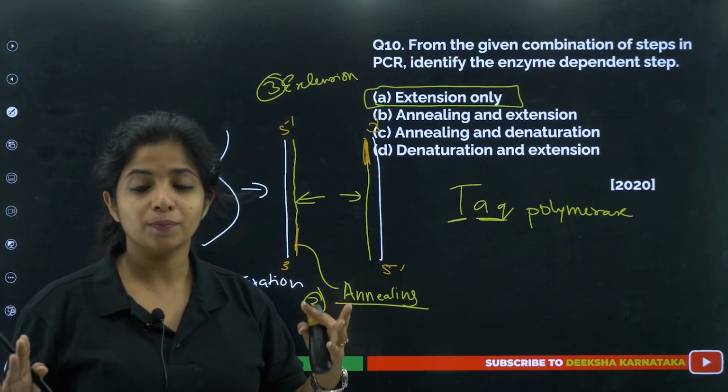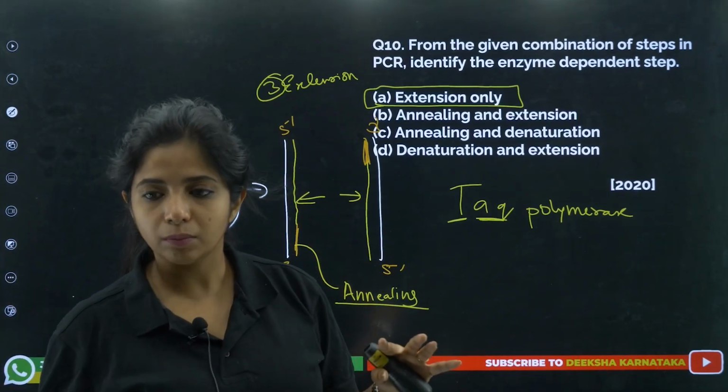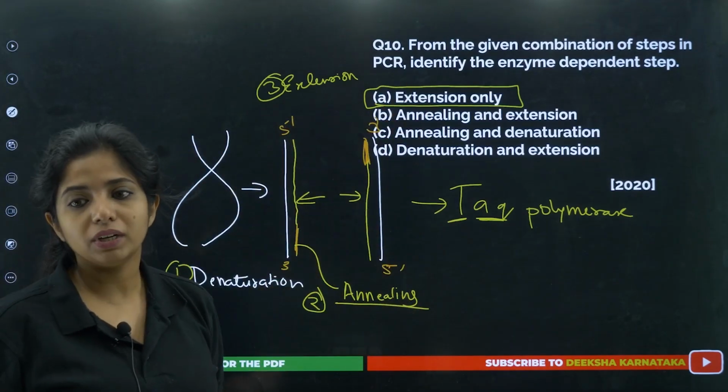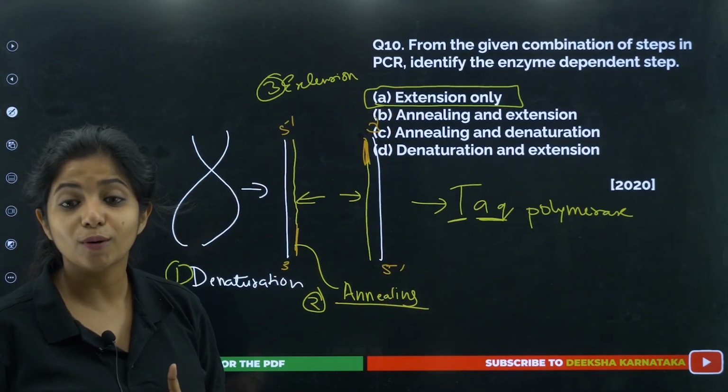So you have high temperature, so you should be having enzymes that can survive in high temperature, right? Which is why you use Taq polymerase, which is why I said extension is a step where you will be needing an enzyme. Cool? This came in 2020.